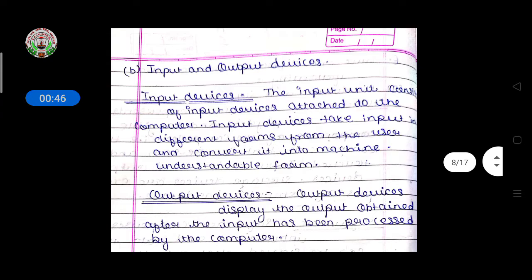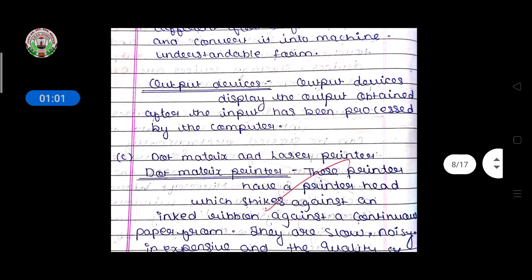Then input and output device. Input device: the input unit consists of input devices attached to the computer. Input device takes input in different forms from the user and converts it into machine understandable form. Then what is output? Output device displays the output obtained after the input has been processed by the computer. So input means we are giving instructions to the computer, and output means after giving the instructions and processing the data, it shows the output.